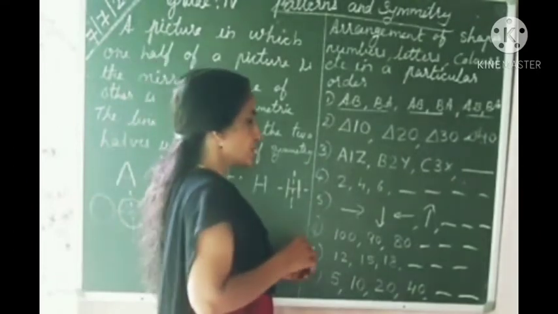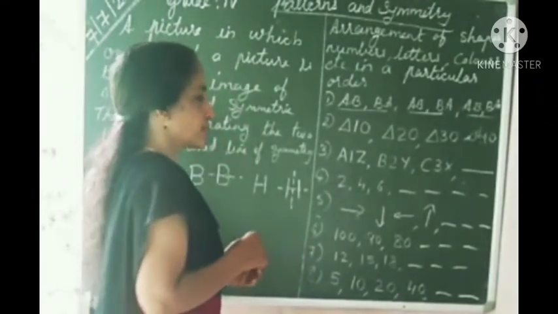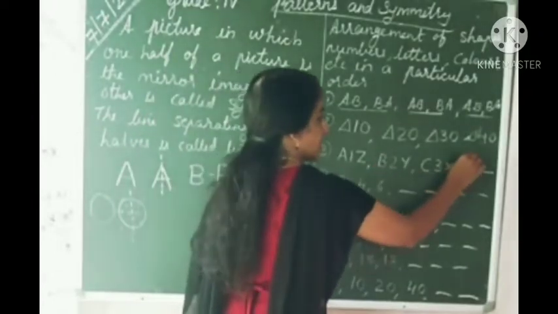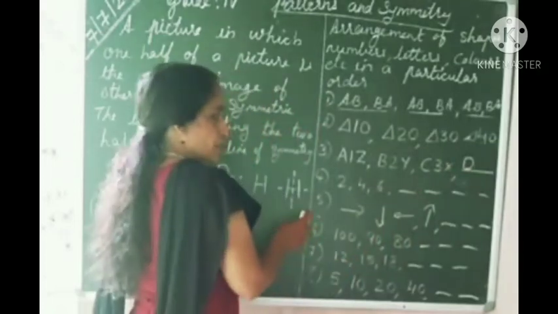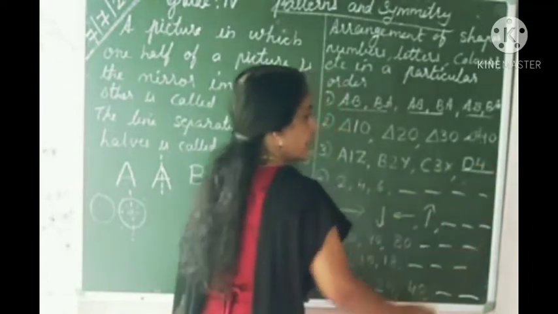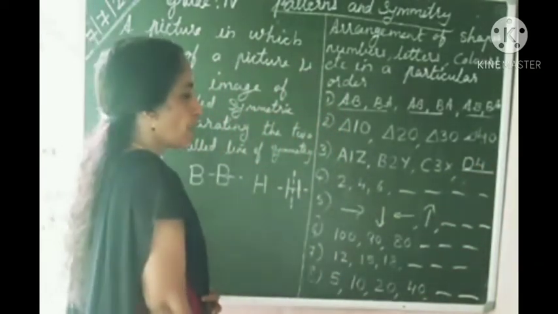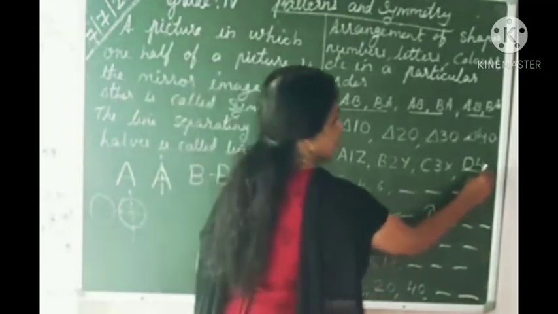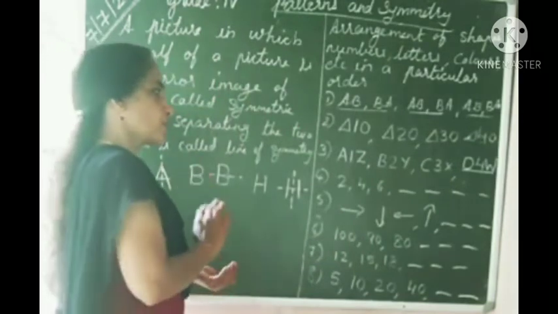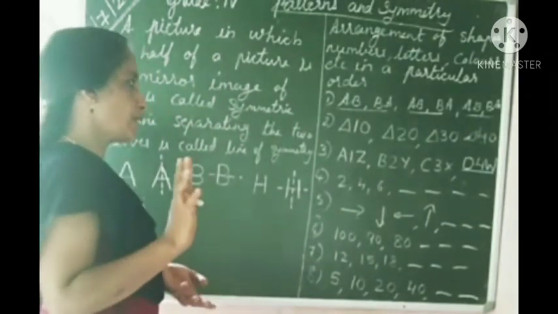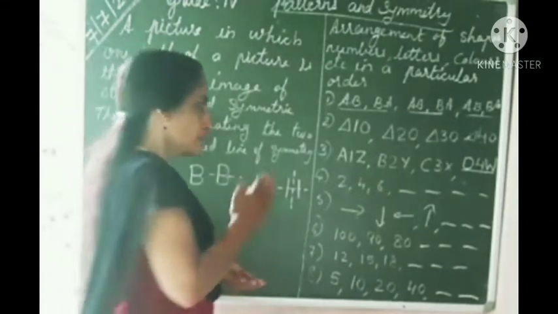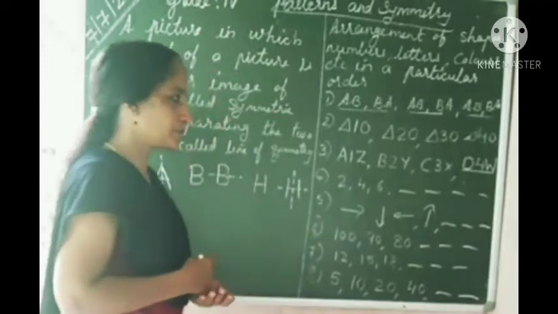Third one: A1, B2, C3. Can you write the next one? A, B, C, what is the next one? D. The numbers, how are they arranged? 1, 2, 3. Therefore, D4. Then the next is Y, X, W, just the back of X, W. Then one is from A, B, C, D, etc. The next one is from the back side: Z, Y, X, W, etc. The middle one is 1, 2, 3, 4, etc.